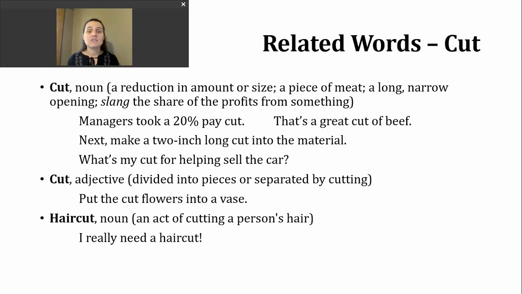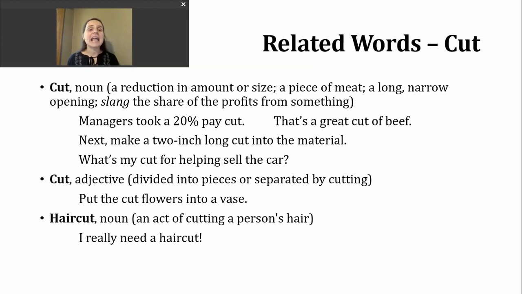A second meaning for cut refers to a piece of meat. So we might be talking about different cuts. Here it is in a sentence. That's a great cut of beef. A third meaning for the noun cut is a long, narrow opening. Here's an example of that.